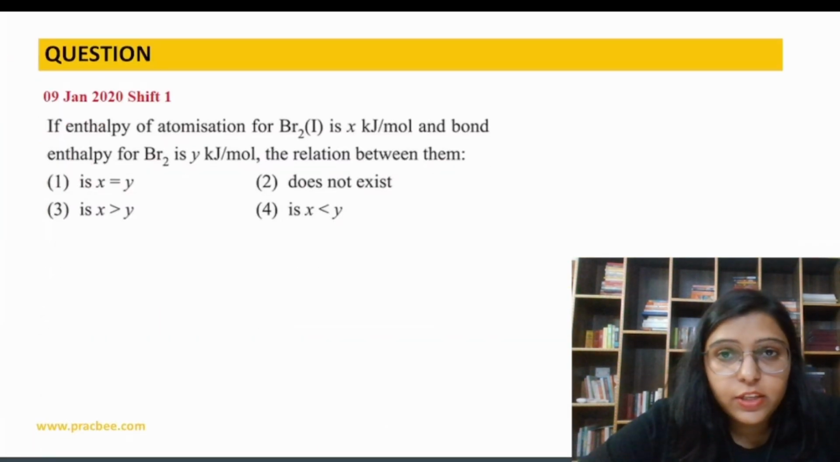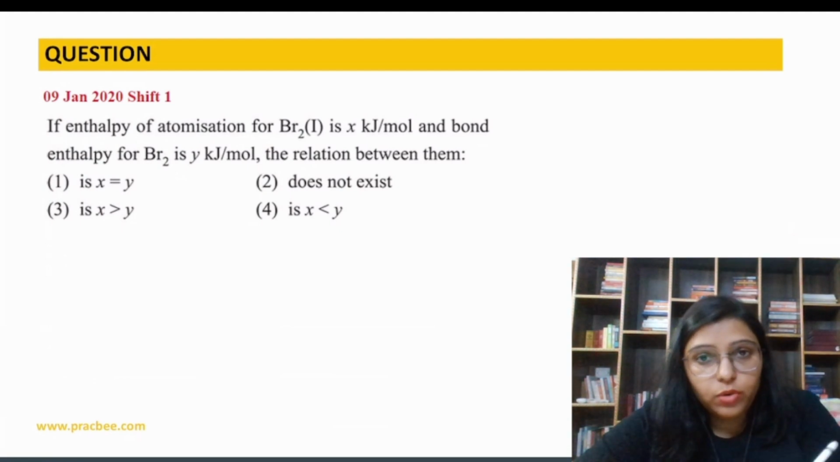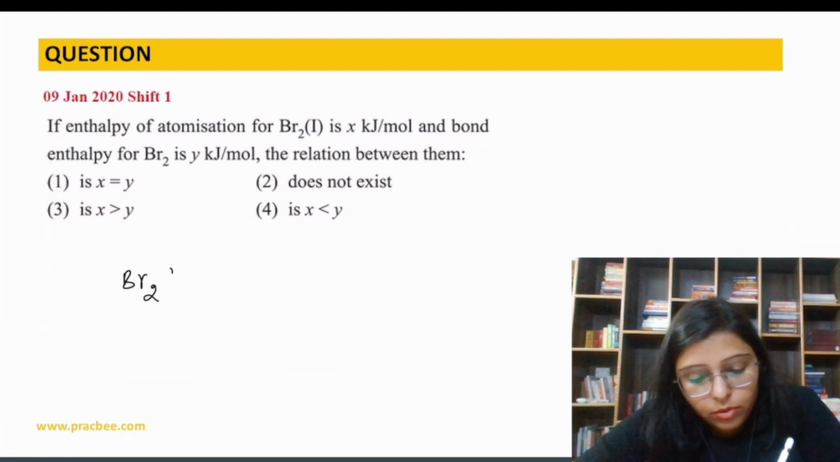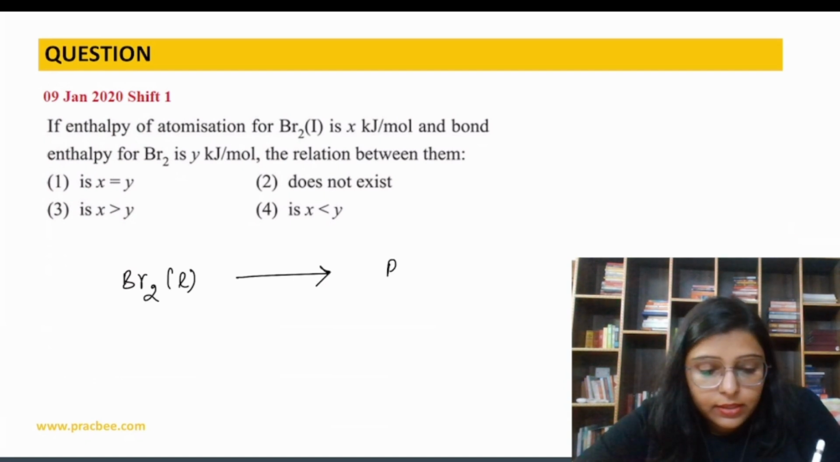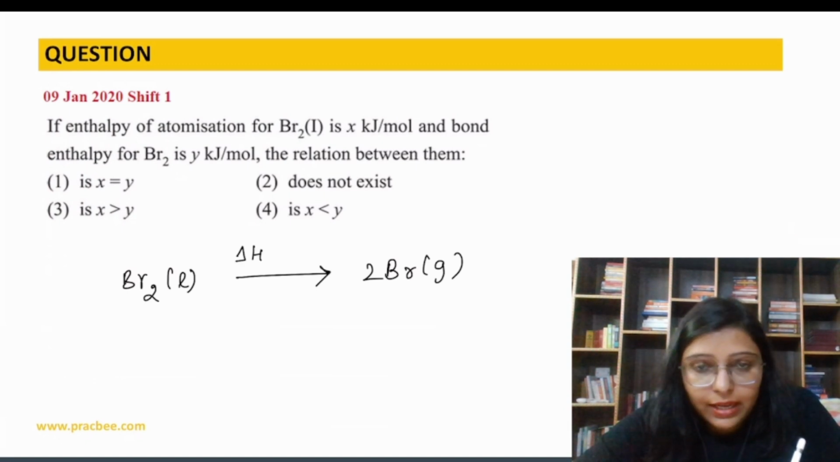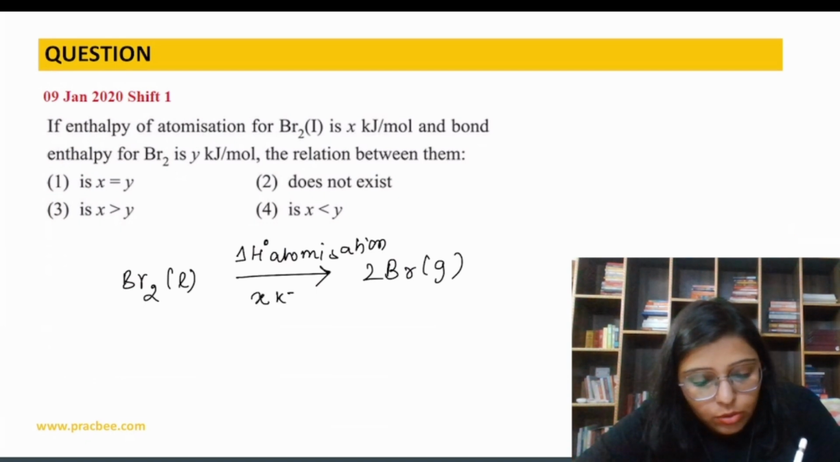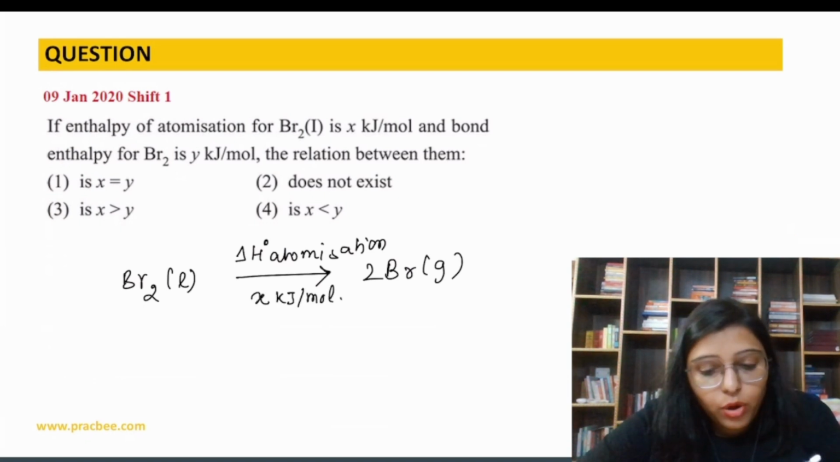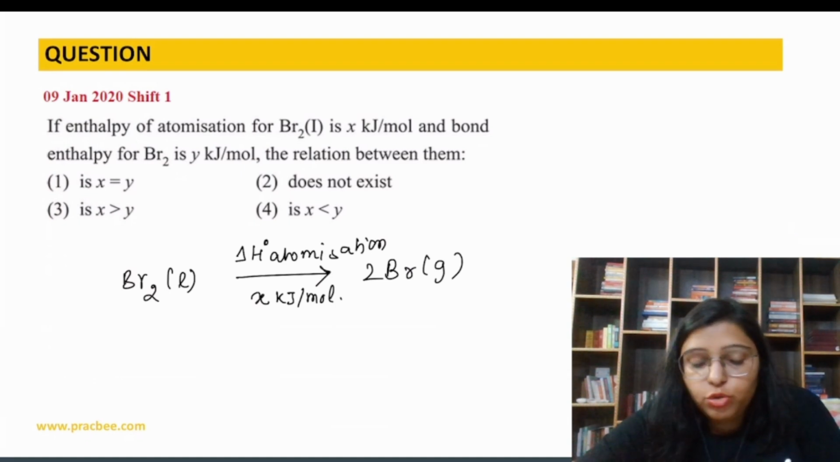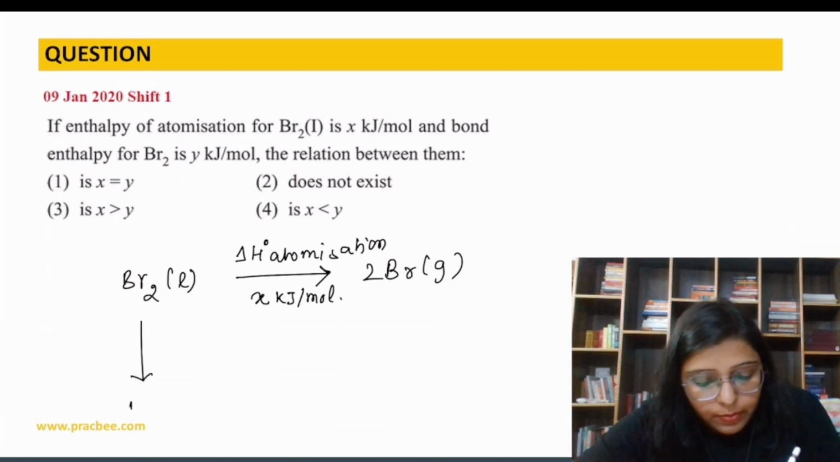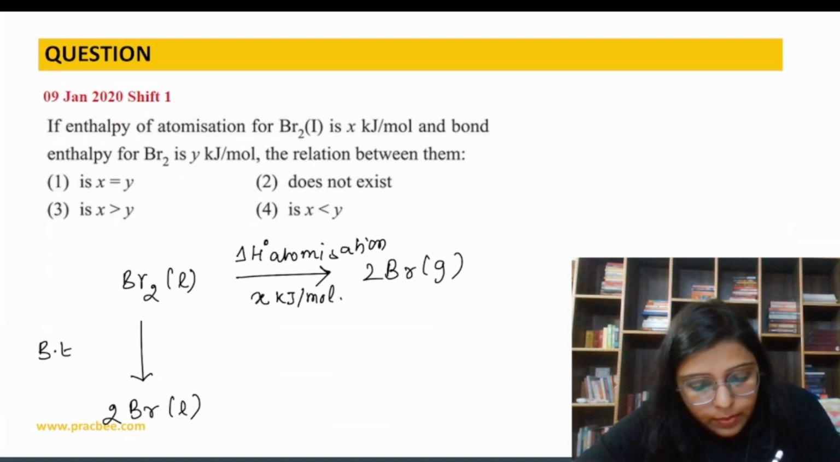If enthalpy of atomization of Br2 liquid is x kilojoule per mole, atomization means Br2 liquid is converted to Br gas. So this is equal to the enthalpy of atomization, and that is equal to x kilojoule per mole. And bond enthalpy of Br2 is y kilojoule per mole. So bond enthalpy, like we get 2Br, is equal to y kilojoule per mole.